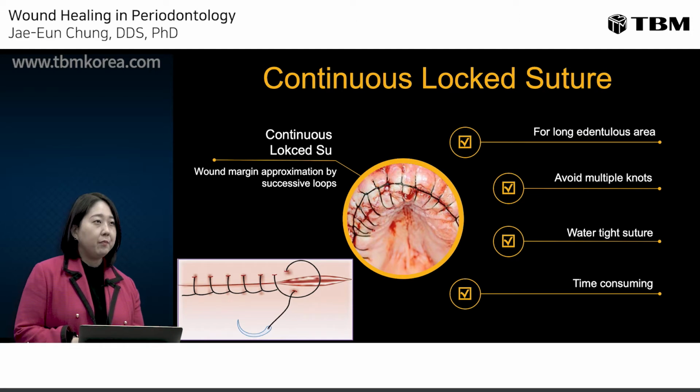Continuous lock makes wound margin approximation with successive loops. The advantage of continuous locked suture is that it is useful for long edentulous areas, and it avoids multiple knots. There are friction points, meaning locks, along the suture to reduce the tendency of the suture to loosen when placing the rest of the suture. Thus, the locked stitches have to hold the previously placed portion of the continuous suture tight. Unlike continuous suture, if one suture breaks, the flap may keep the position during healing because of the locks.